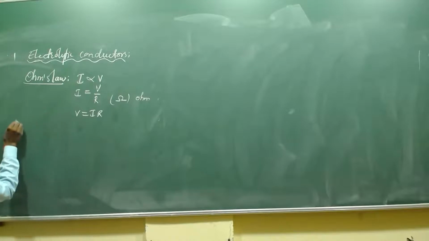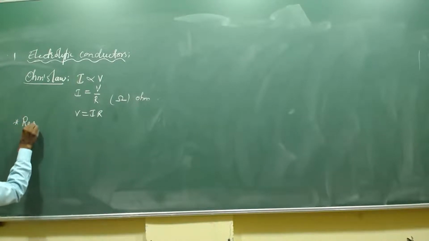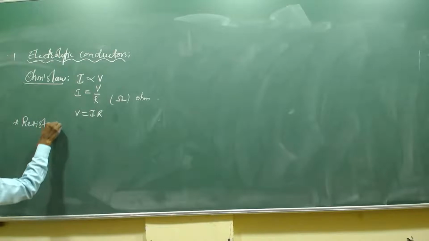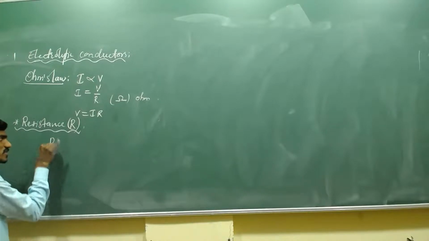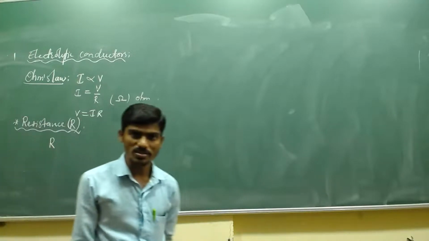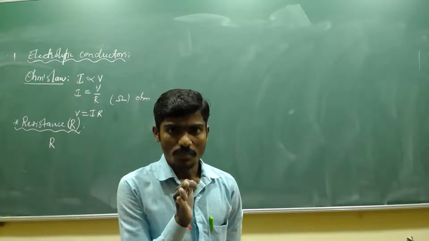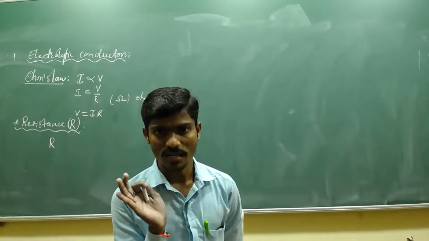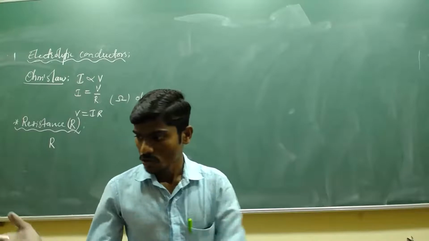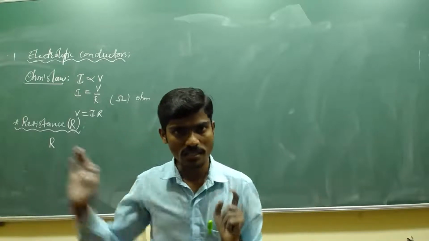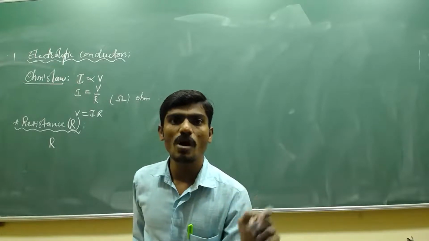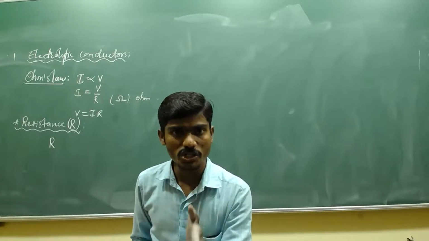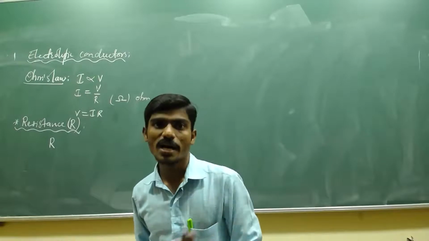Now, the first term is resistance, represented by R. What is the definition of resistance? Obstruction to the flow of current is called resistance, or opposition to the flow of current is known as resistance. That is the simple definition of resistance.